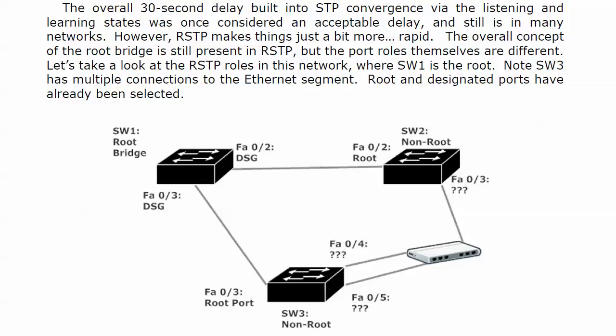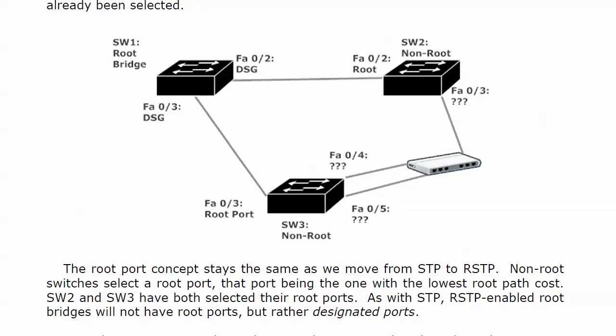Now the root and the designated ports have already been selected. Switch 1's been elected the root, and just as before, the root bridge never has root ports. It's going to have those designated ports, and Fast Ethernet 2 and 3 on switch 1 are the designated ports. Assuming that all links are the same speed, switch 2 has selected its more direct path to switch 1 as its root path, so Fast Ethernet 2 is going to be the root port. Same goes for switch 3, except of course we're using Fast Ethernet 3 on that particular switch as the root.